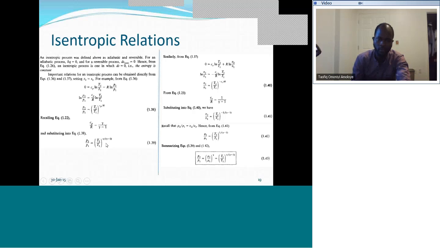Note the assumptions which we have made here. We have assumed that the flow or the process is reversible and that it is adiabatic. If it is reversible and adiabatic, there will be no change in entropy, so it's an isentropic flow. So if you have a process where you can assume it to be isentropic, then this relation will be valid.